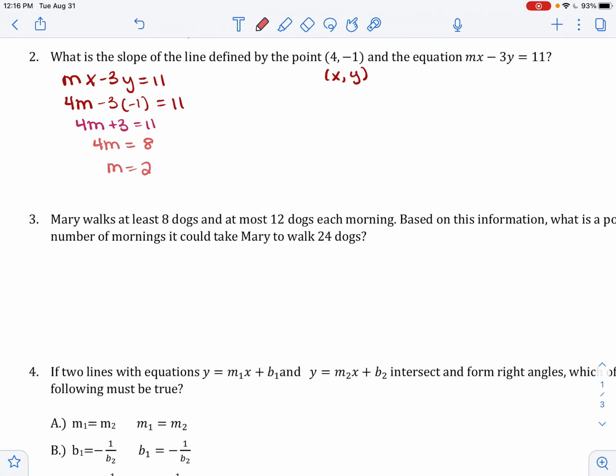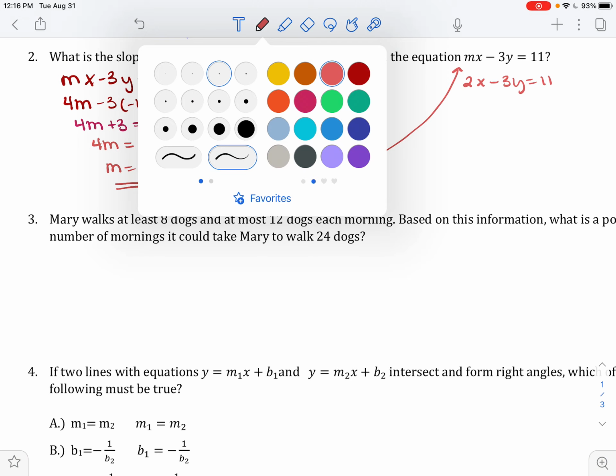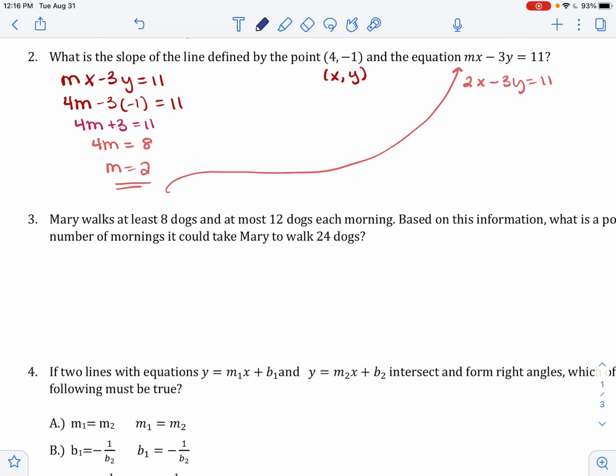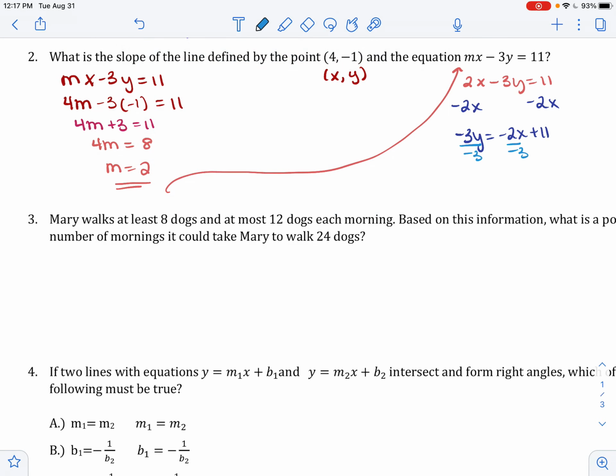But let's pause and recognize that this value is just going to replace the m in this equation. So this equation is actually 2x minus 3y equals 11. And hopefully as soon as we write that, we recognize, oh, this cannot be the slope, right? The slope is only the coefficient to x when y is isolated and on its own. So we'll go ahead and work to isolate y by subtracting over the quantity 2x. We'll get -3y is equal to -2x plus 11. Divide out that -3, and that will give us y is equal to positive 2/3 x minus 11/3.